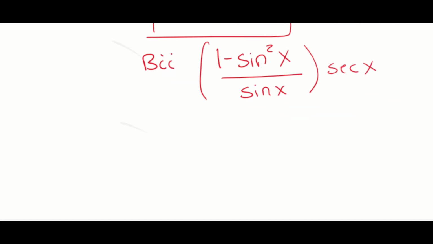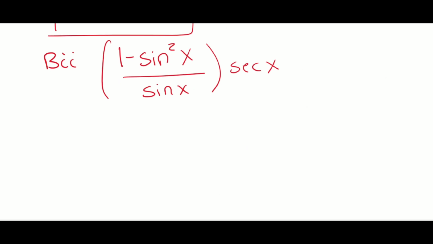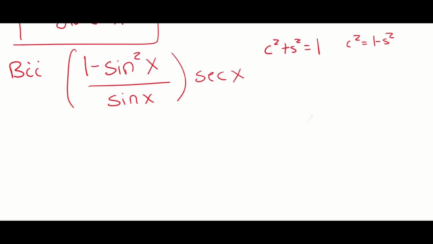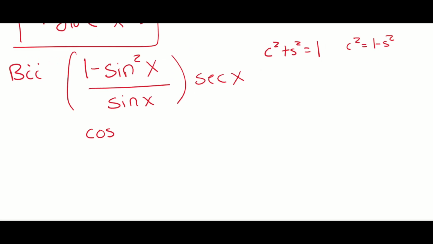The first thing that you want to recognize with this is that 1 minus sine squared x is equal to cosine squared x. You derive that from cosine squared plus sine squared equals 1. This should be the trig identity that you always remember. If you subtract sine squared from both sides, you're left with cosine squared equal to 1 minus sine squared. So now you plug cosine squared x back in.